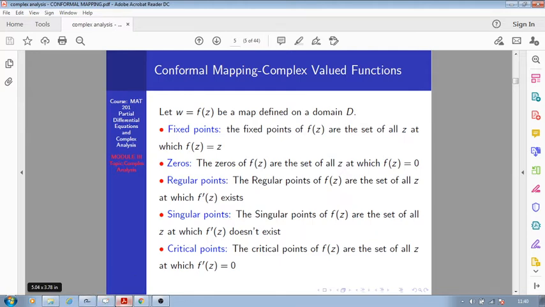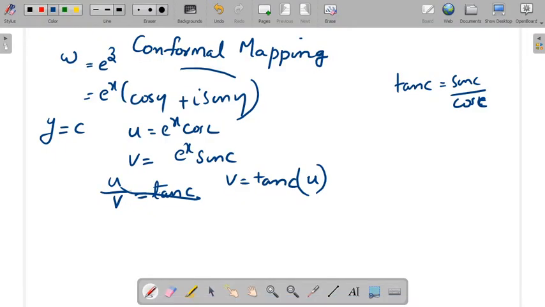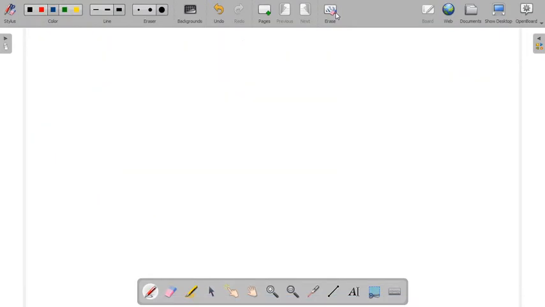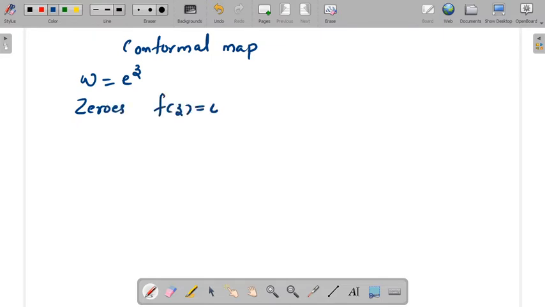So let us see what w equal to e raised to z is. We are going to see the conformal map w equal to e raised to z. First we will think about the fixed points of this map. So w equal to e raised to z, what are the zeros of this map? For zeros, f of z should be equal to 0.